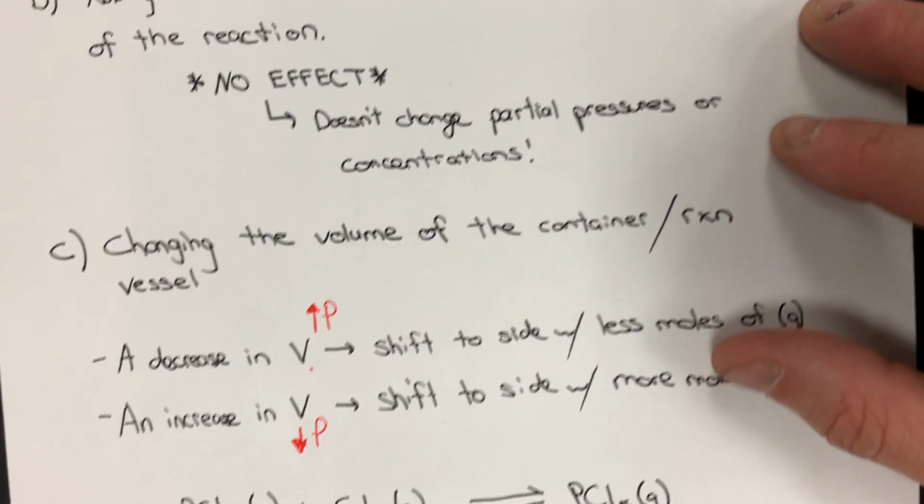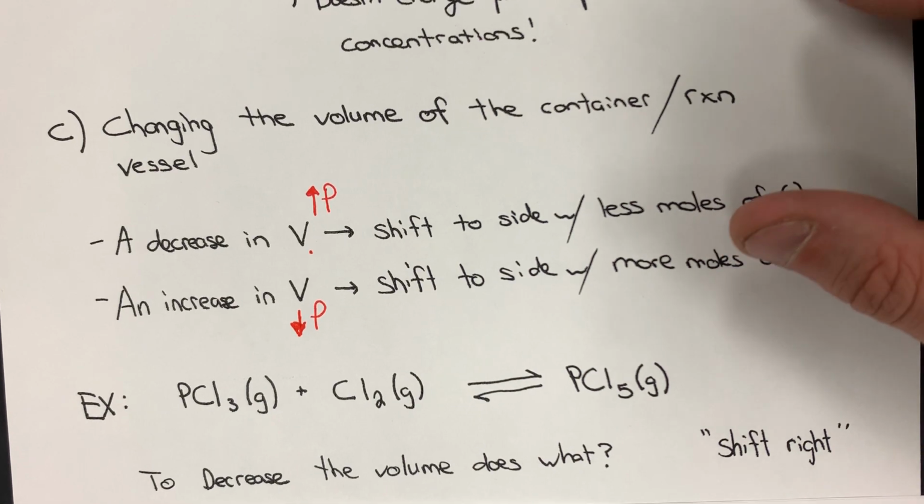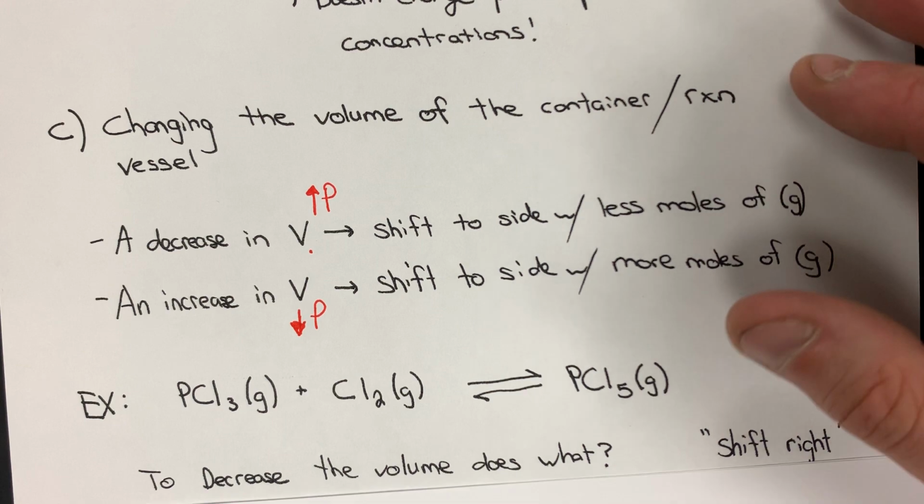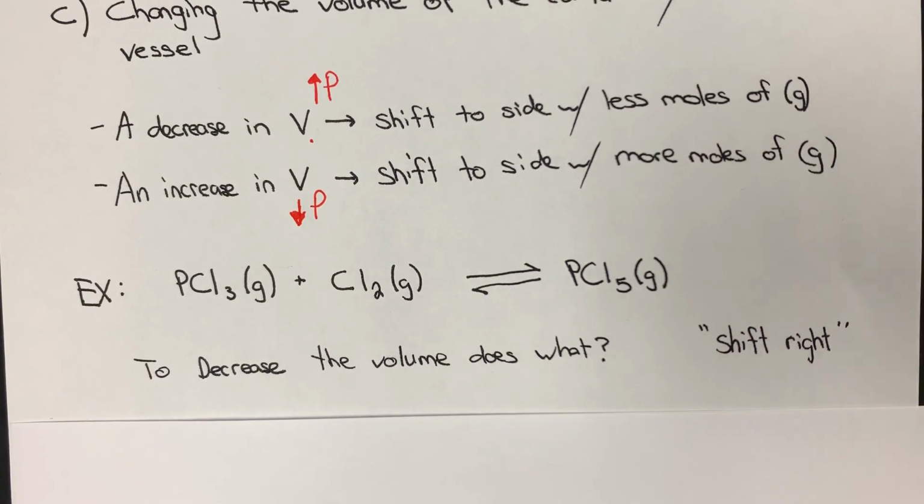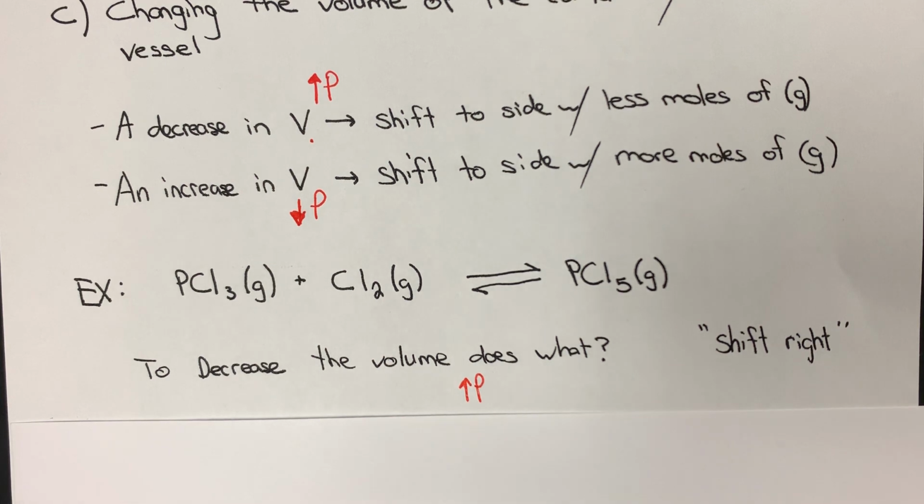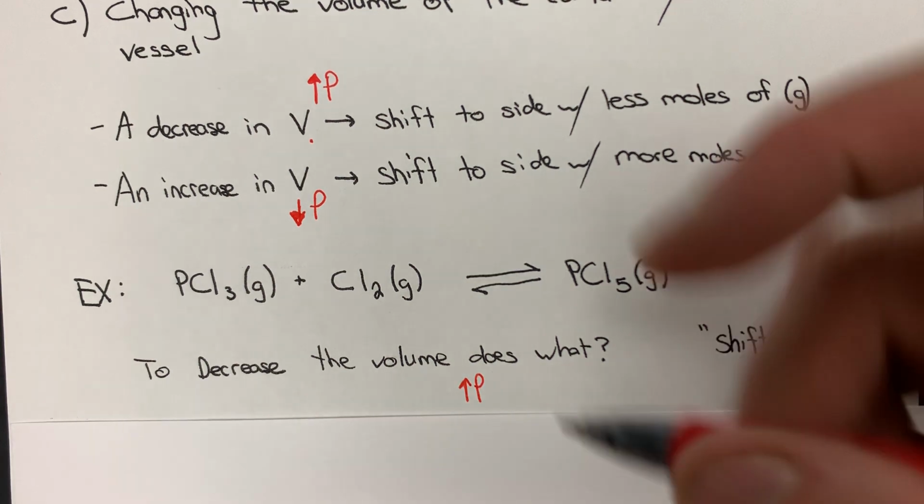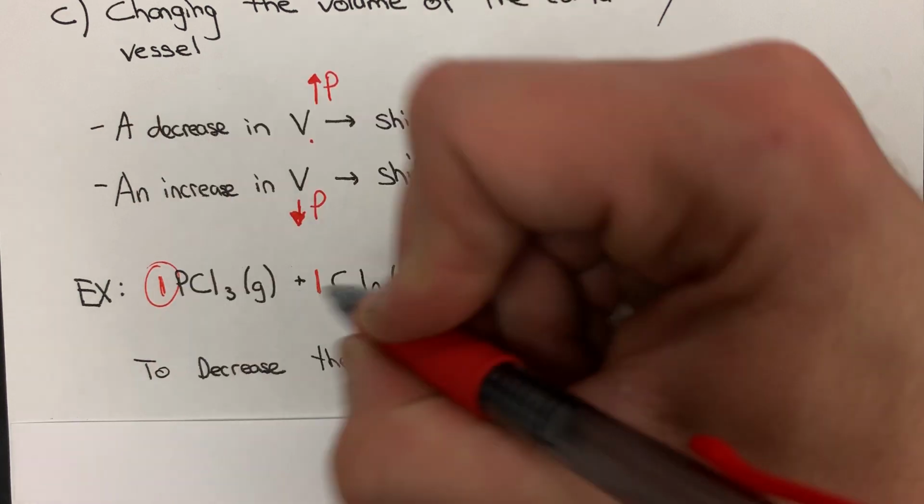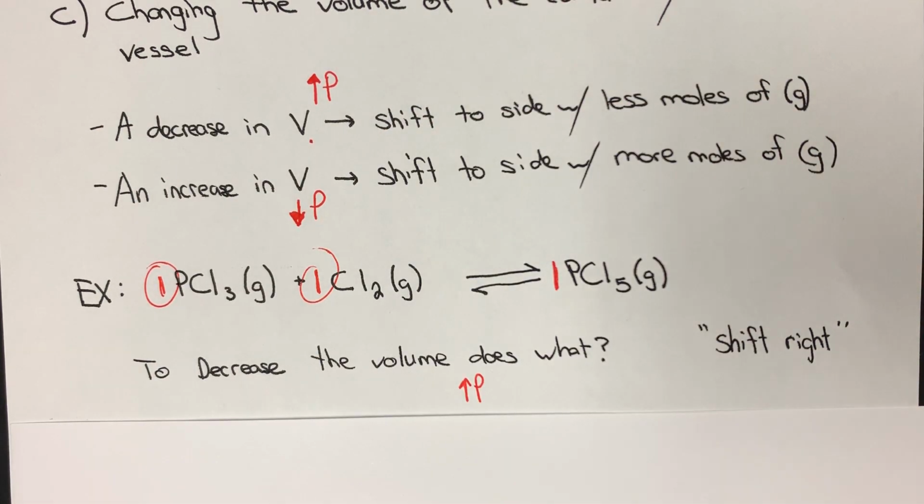Let's take a look at this in practice. For the following equation here, let's say we decrease volume. Okay, again, by decreasing volume, we find there's an increase in pressure. The system wants to find a way to thereby decrease the pressure. That's its counterbalance. Well, we have 1 mole of gaseous product and we have a total of 2 moles of gaseous reactant.